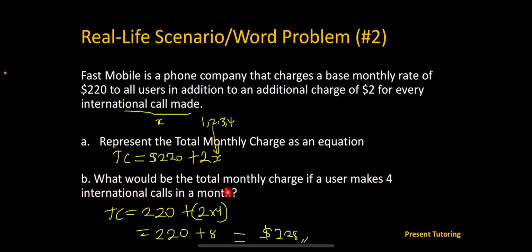Okay, and so question B is, what would be the total monthly charge if a user makes 4 international calls in a month? Well, in this case, the number of international calls made is 4, so x will be equal to 4. So we can just plug that into the algebraic expression we made in question A, and I can just do 220 plus 2 times 4. It would be 220 plus 8. So overall, this user would be charged $228.